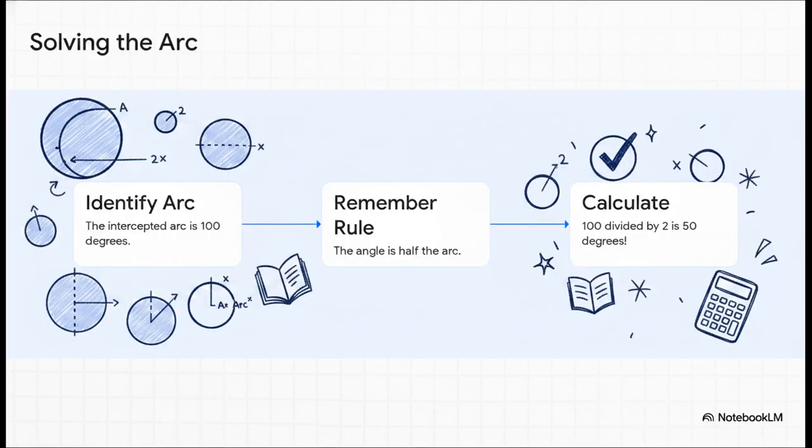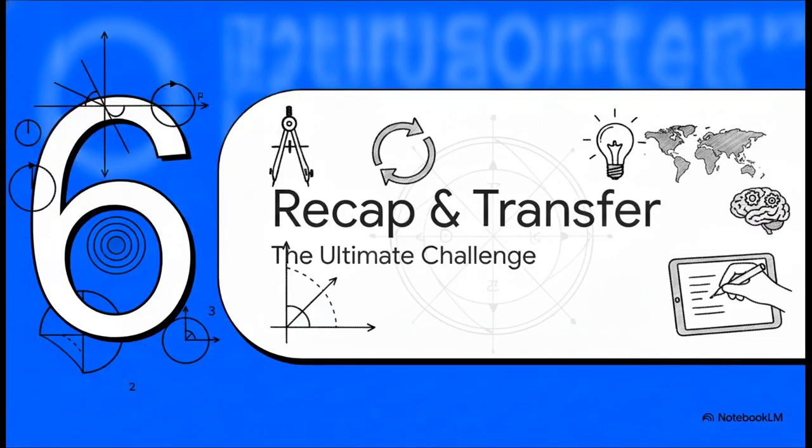Let's walk through the math together. Step 1, we identified the intercepted arc is 100 degrees. Step 2, we remembered our rule. The inscribed angle is always half the measure of the arc. So step 3, 100 divided by 2 gives us an inscribed angle of exactly 50 degrees. Brilliant work. Which brings us to our final stop, Section 6, Recap and Transfer Question.